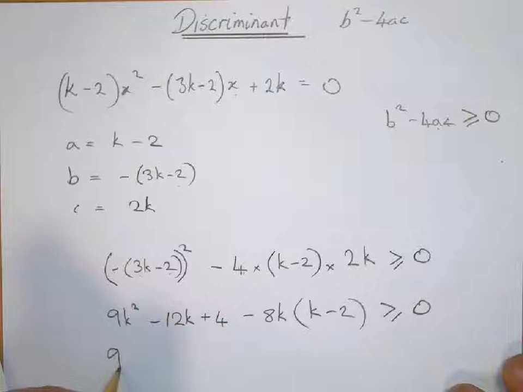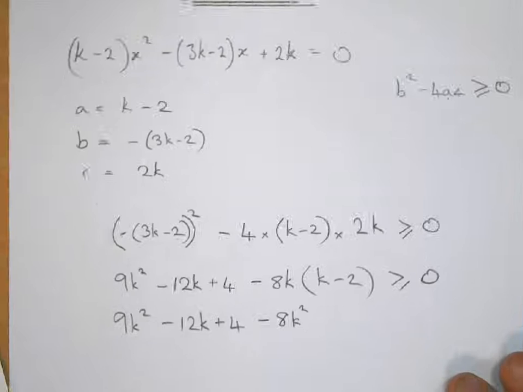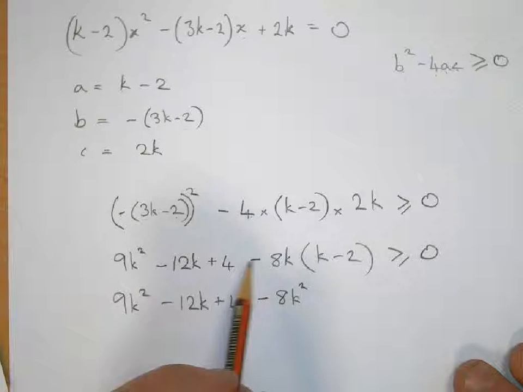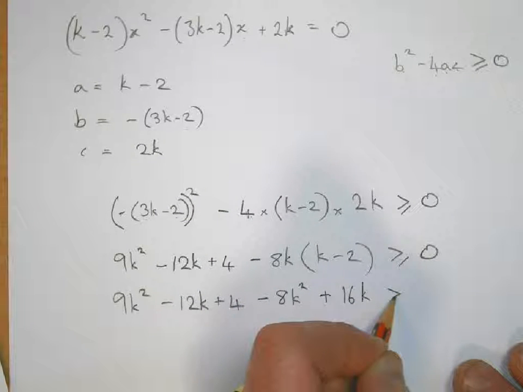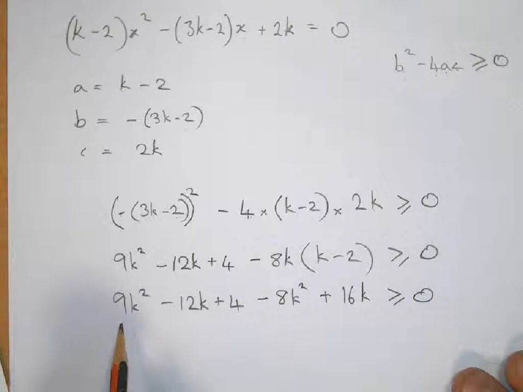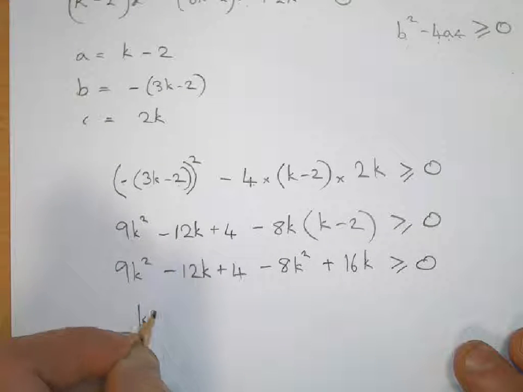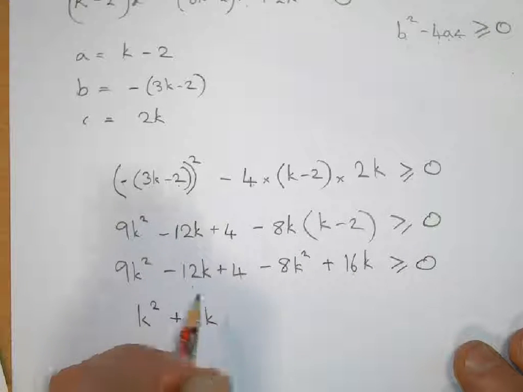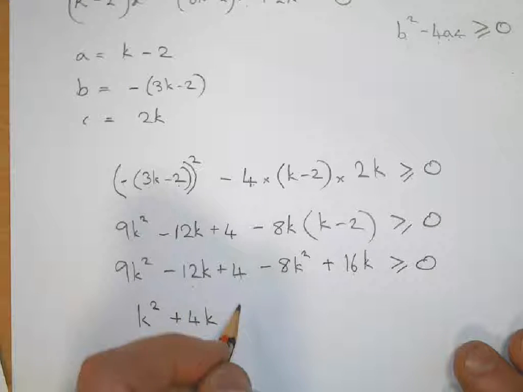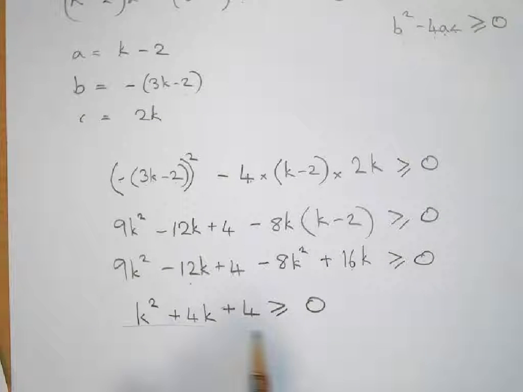So next line, so that remains the same. We multiply these brackets, we get minus 8k squared, and again you've got to be very careful with the minuses here, because you're not doing 8k times 2, you're doing minus 8k times minus 2, which would be a plus 16k. And if we just collect the like terms now, we've got 9k squared minus 8k squared, so it's going to be k squared. Add on to that plus 4k, and that will give you plus 4. So that's the inequality that we've got to try and solve.